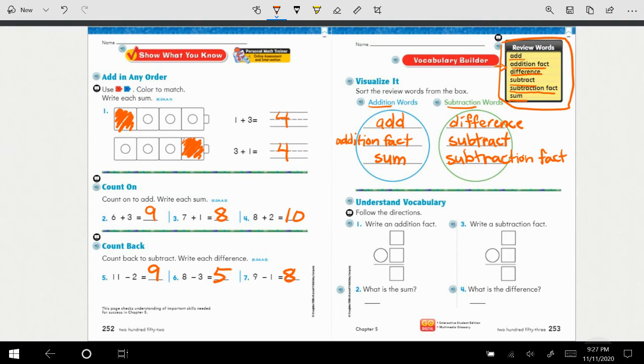Okay. So number 1, you get to write your own addition fact. Go ahead and write your own addition fact. Okay, if you're doing addition, you're going to be using a plus, right? So you pick which number is first, you pick which number is second, and then find that whole. And number 2, what is the sum? The sum is going to be your whole number, okay? So that is the sum.